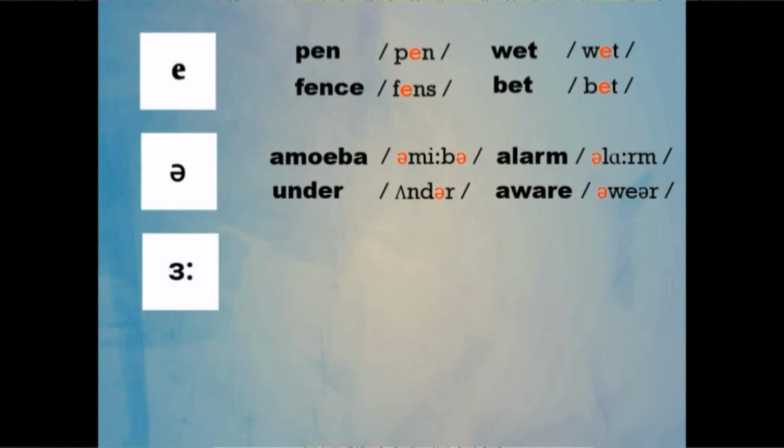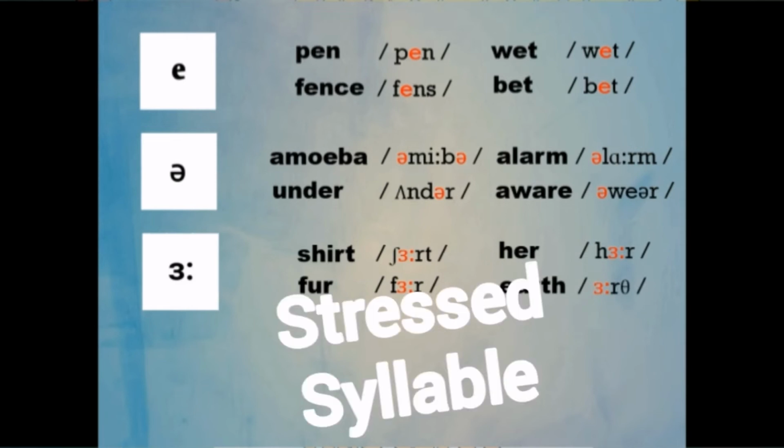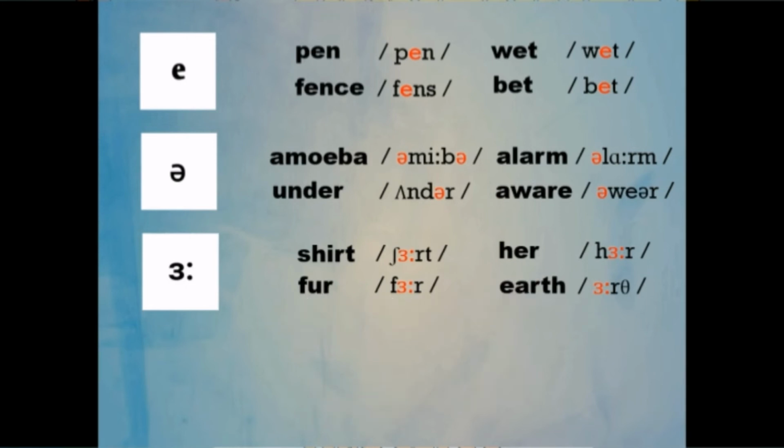The next one is usually followed by R, so we could simply say it as in shirt, fur, her, earth. And unlike the schwa, it tends to be in a stressed syllable. Did you get it? Well, you can repeat this video as much as you want to grasp what I am trying to explain.